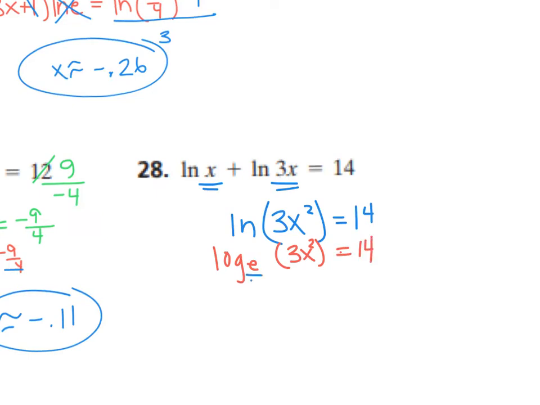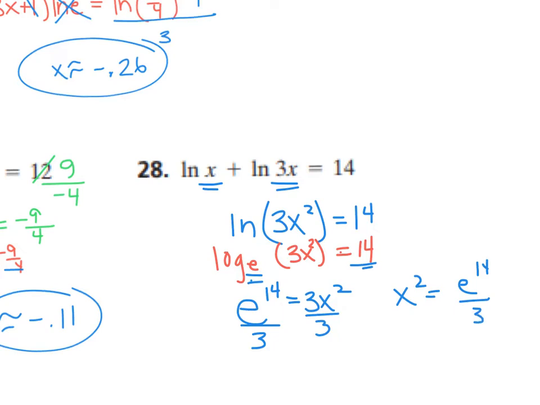So I can rewrite this as an exponential equation. So it's e to the 14th equals 3x squared. So to solve for x, I'm going to divide both sides by 3. So I get x squared equals e to the 14th over 3. And then I want to take the square root.